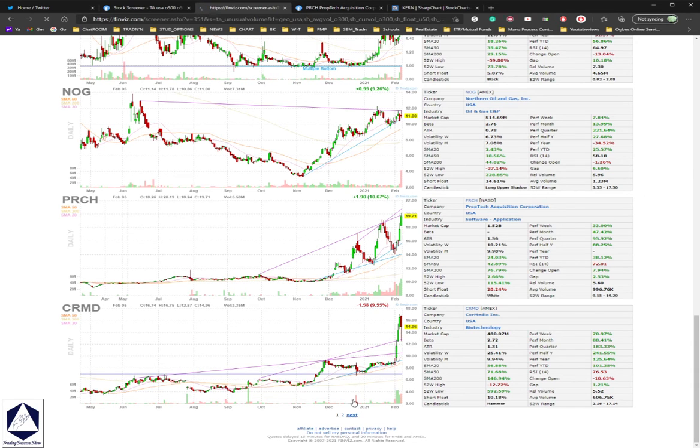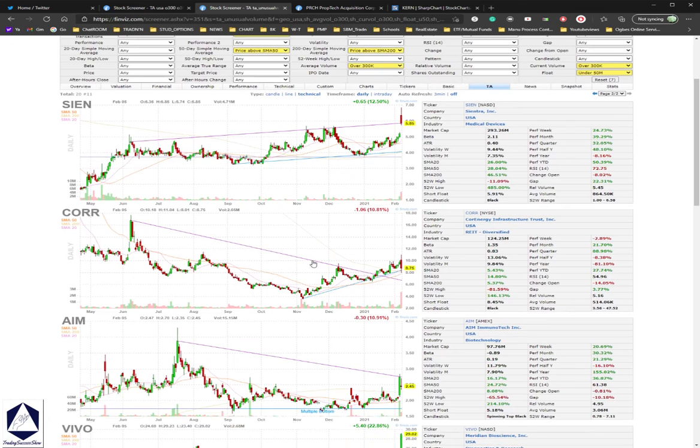We'll go to the next page, which is S-I-E-N. S-I-E-N was one of those stocks where it held support really well, which is our moving averages. It held this support really well, and all of a sudden it pushed through resistance, and now it's coming back to test resistance, which is now support.